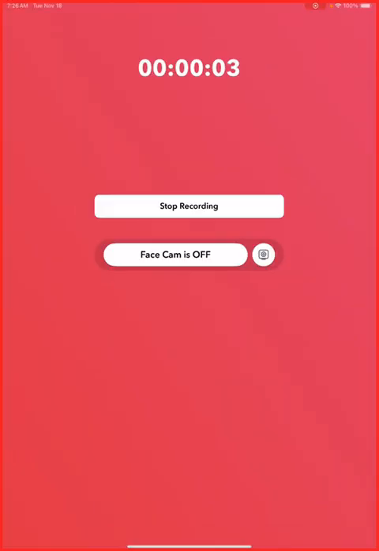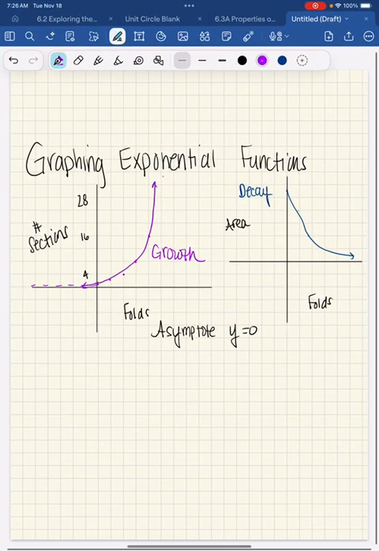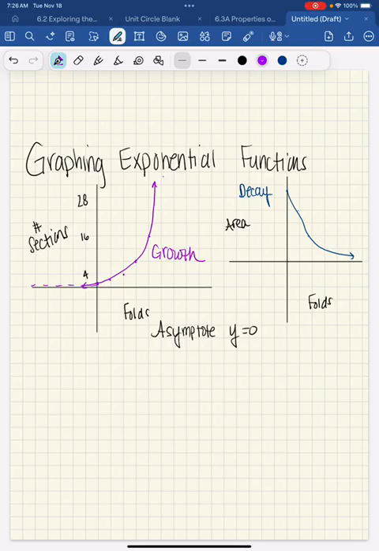Okay, Spartan fans, so we are going to look at graphing exponential functions. If you recall from yesterday, our two graphs, we were talking about the number of folds and the area of each section versus the number of sections, and graphs look something like so. And we talked about how there was an asymptote at y equals 0 for both of these functions.